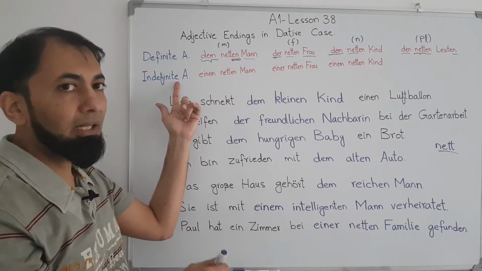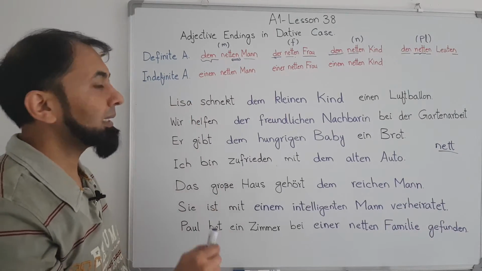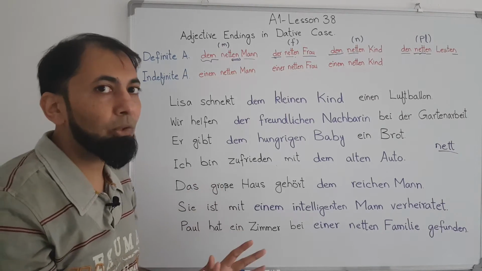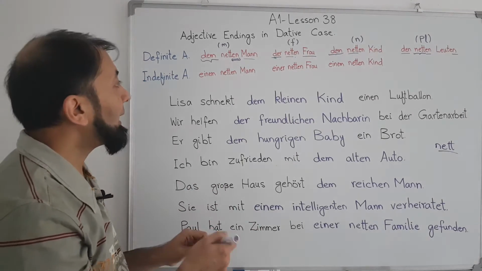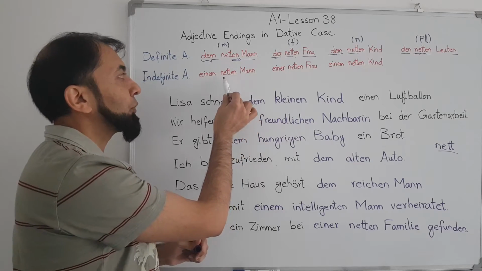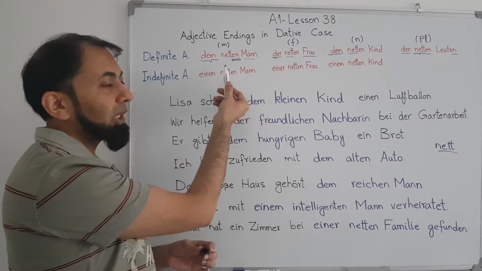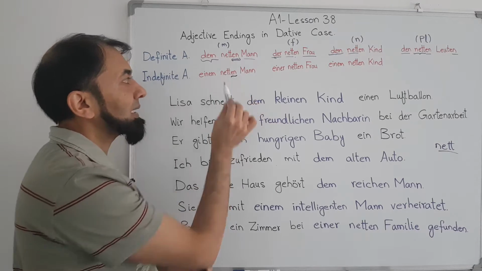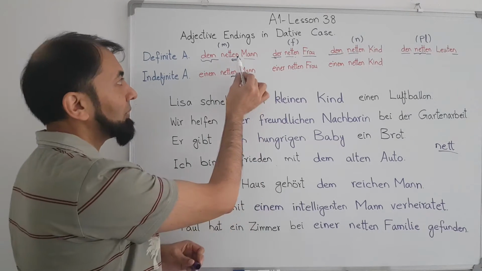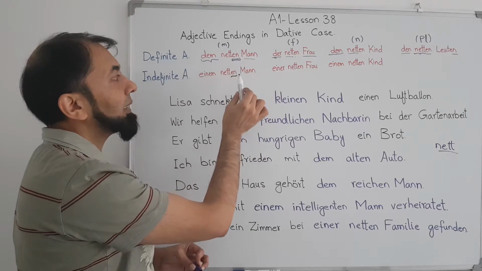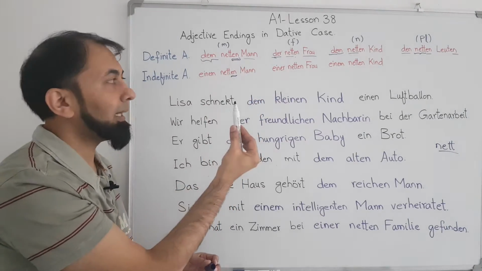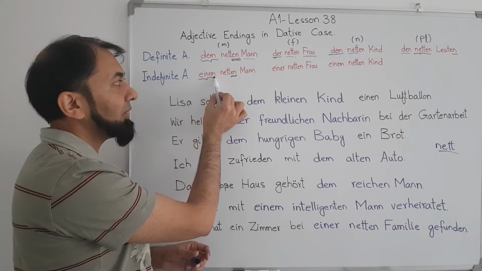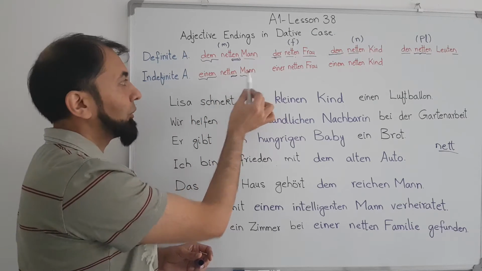If we have an indefinite article in our sentence, or if we want to use an indefinite article for a masculine noun in the dative case, let's see how we have to use the adjective ending. The adjective again is nett, and you can see that we have to use the same adjective ending that we used for the definite article, that we have to add -en at the end of the adjective if we are going to use an indefinite article for a masculine noun.